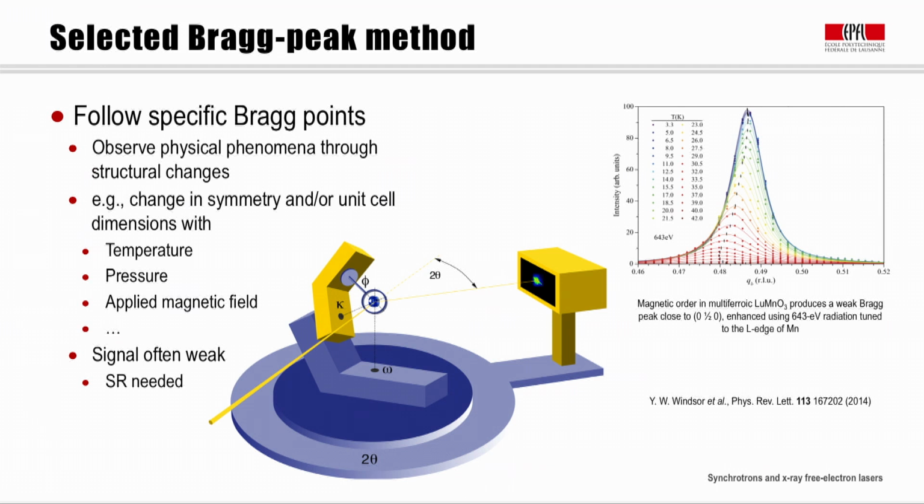In such experiments, the crystal is carefully oriented to light up a certain Bragg peak reflection. This is done using 3 motors, omega, kappa, and phi in this particular example. Because these signals can often be weak, synchrotron radiation is normally required. In addition, by tuning to the absorption edge energies of the atoms responsible for the phenomenon of interest, the signal strength can be enhanced using resonant elastic scattering effects. An example of this is shown on the right.